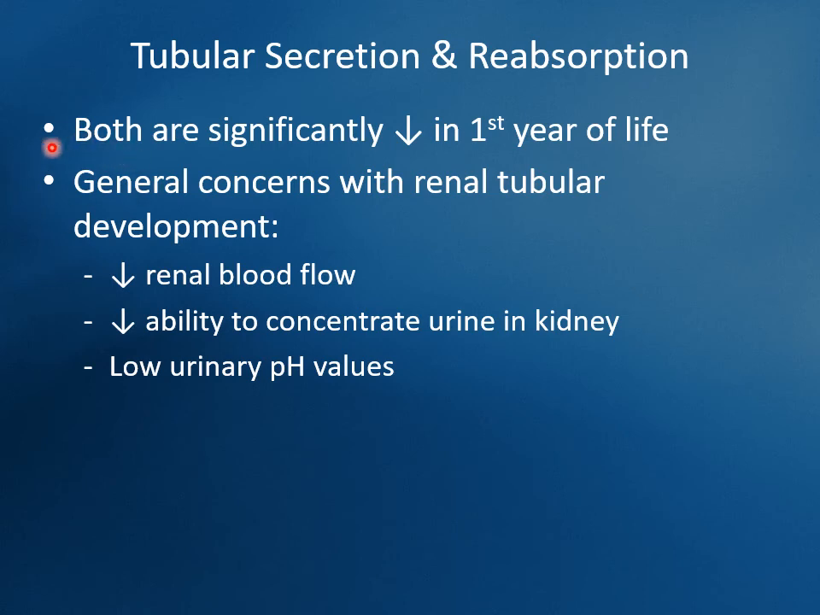Anyway, looking at this, you're going to find that tubular secretion and reabsorption, which can affect how well drugs are cleared, tends to be diminished, especially in that first year of life or so. So it takes them a little bit of time to develop and get close to where normal adult levels are going to be.